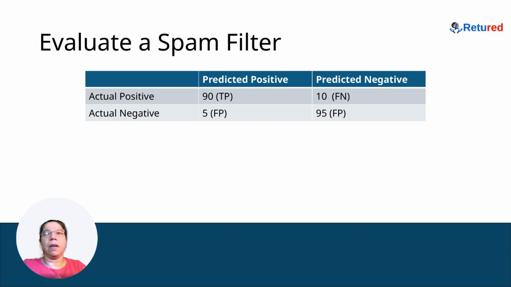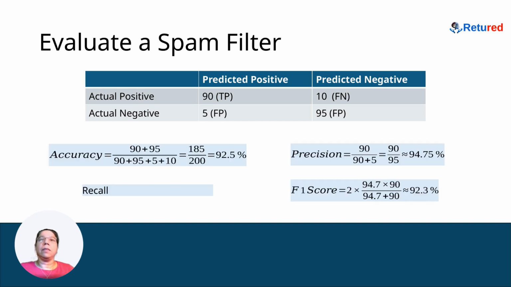Let's say you've developed an email spam filter. After running your model on a test dataset, you obtain the following confusion matrix. Using the expressions defined earlier, we can calculate accuracy to be 92.5%, precision is TP over TP plus FP, so about 94.7%, recall 90%, and F1 score is therefore about 92.3%.